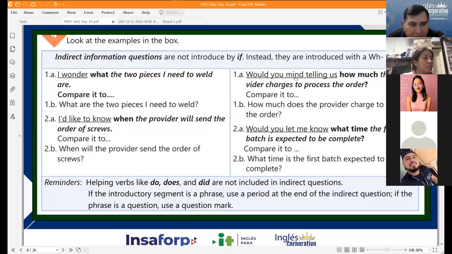Reminders: helping verbs like do, does, and did are eliminated from the original question. They are not included in indirect WH or if questions. If the introductory segment is a phrase, like I'd like to know or I wonder, we use a period at the end of the sentence. But if the phrase that introduces the indirect question is itself a question, like would you mind telling us or would you let me know, then we use a question mark at the end.